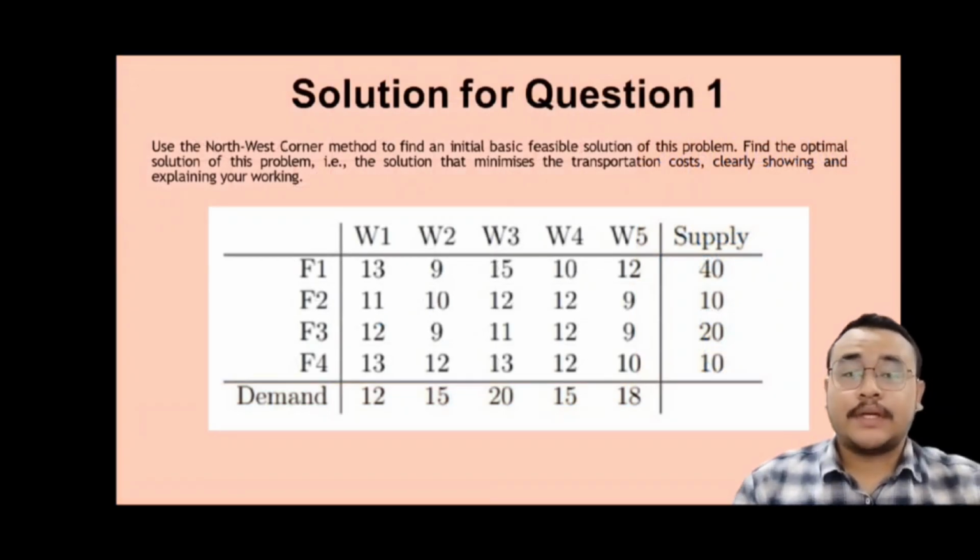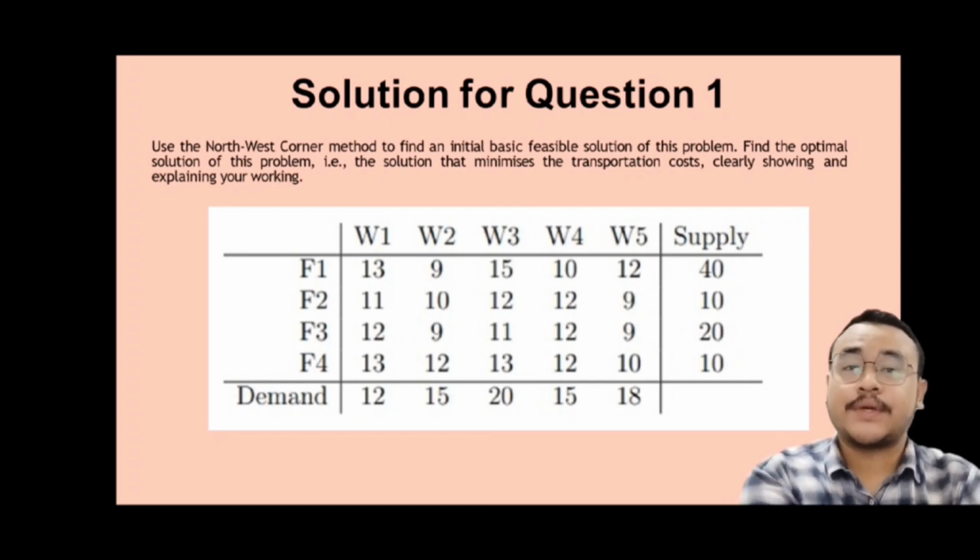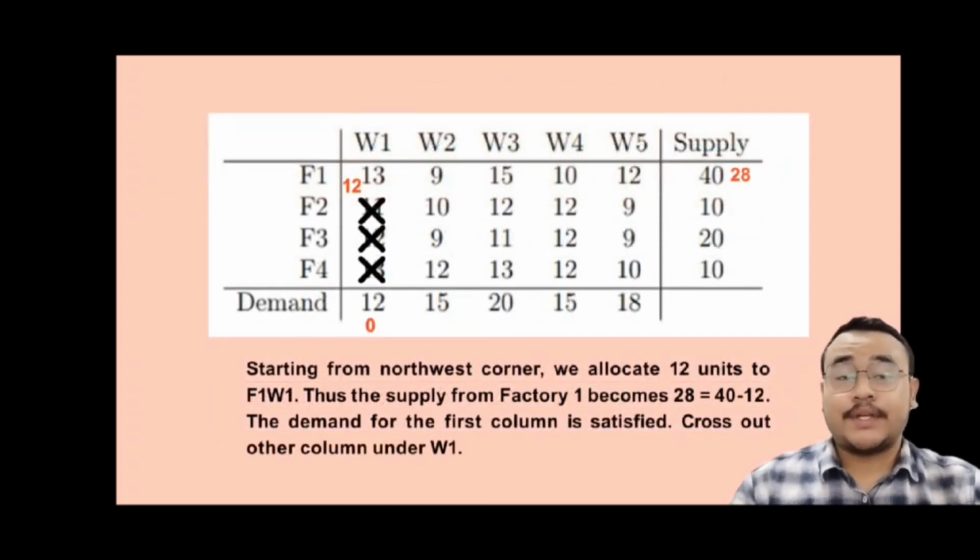So now we are going to answer question 1 by using the northwest corner method. Starting from the northwest corner, we allocate 12 units to factory 1, warehouse 1. Thus, the supply from factory 1 becomes 28, which is 40 supply minus 12 demand. The demand for the first column is then satisfied. Cross out the other column under warehouse 1 because the demand already becomes 0.